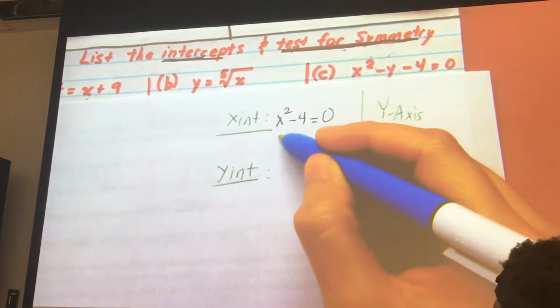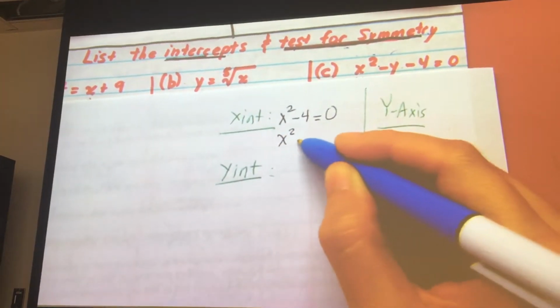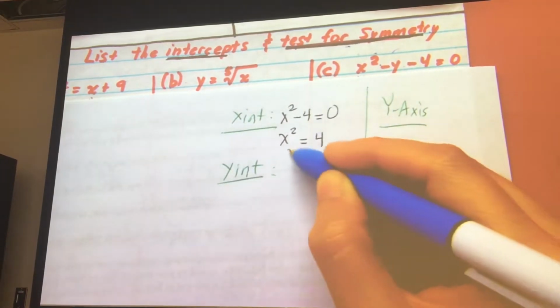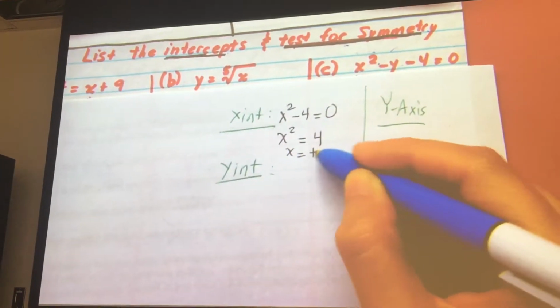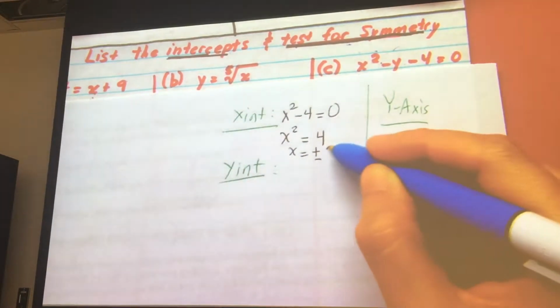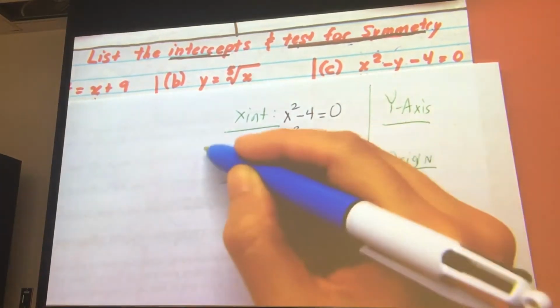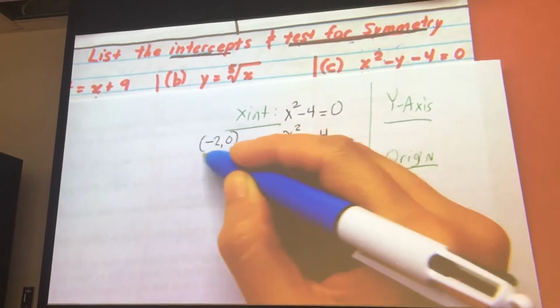Or we could even do the square root method, which is what I prefer. Get x squared by itself equal to 4, and then x would equal plus or minus the square root of 4, which is 2. So those are my two x-intercepts at (-2, 0) and (2, 0).